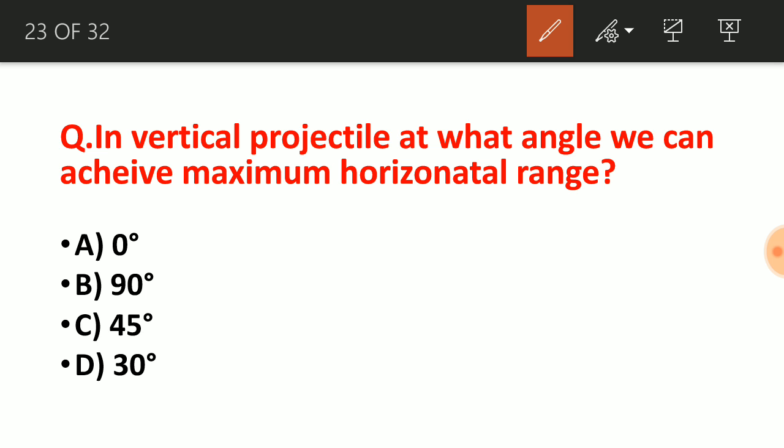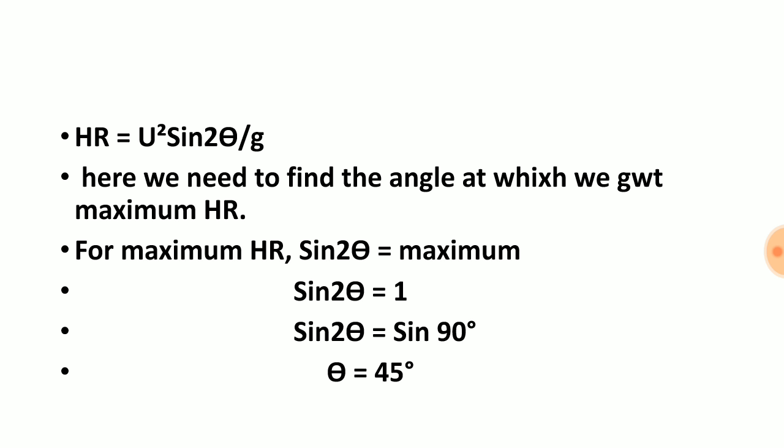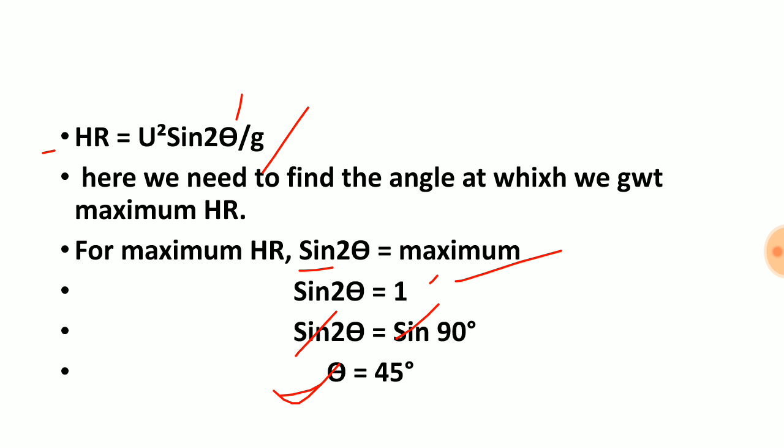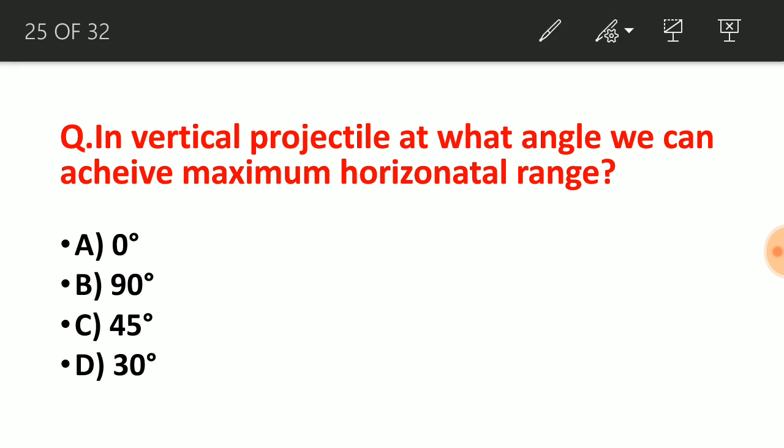In a projectile, at what angle can we get the maximum horizontal range? Now we need to know the formula of horizontal range. Horizontal range is u squared sine 2 theta by g. The question is asking to find the angle theta for which the horizontal range becomes maximum. Horizontal range becomes maximum when sine 2 theta becomes maximum. The maximum value of sine 2 theta is 1, and 1 can be written as sine 90. Sine and sine will cancel. Theta equal to 45 degrees is the right answer for this question. If theta is equal to 45 degrees, we can get the maximum horizontal range.